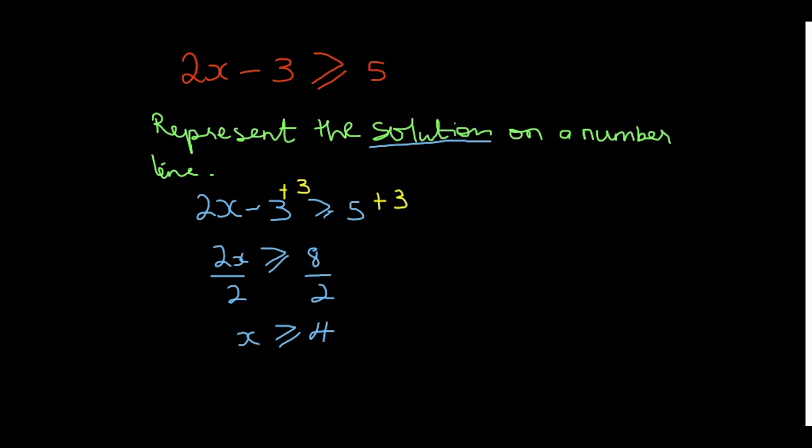So if we have to represent the solution on a number line, all we're going to do is what we did earlier. Number line, find 4, and because it is greater than or equal to 4, we do a shaded circle above 4 and an arrow moving to the right. Okay, so this is what you'll do if ever you have to present the solution to an inequality in this number line format. Solve the inequality first and then put it on a number line.